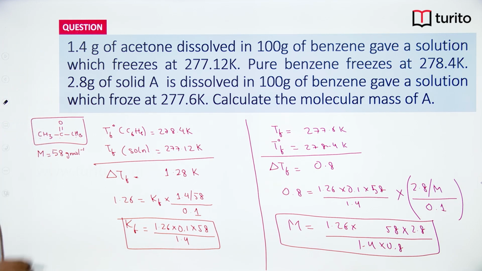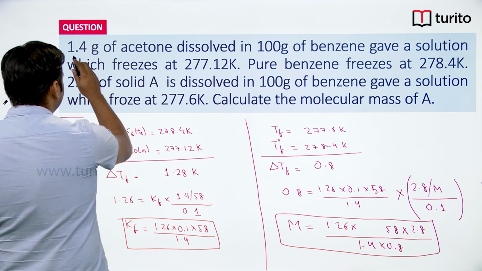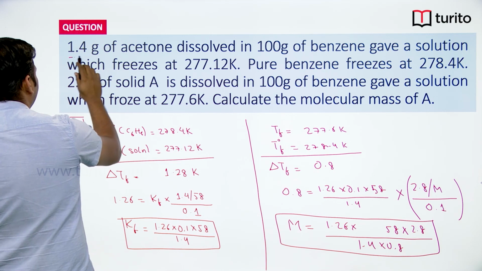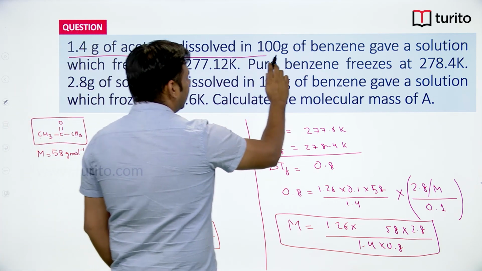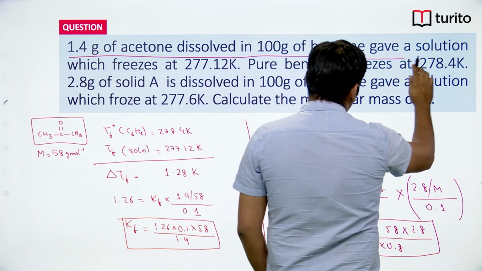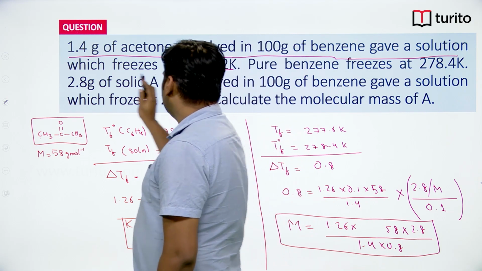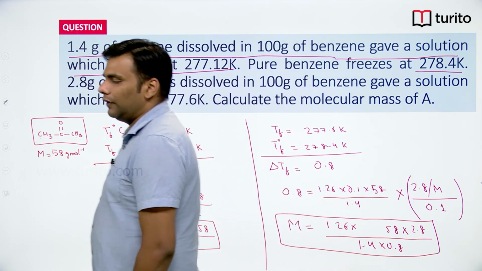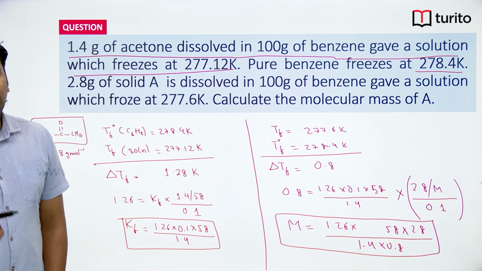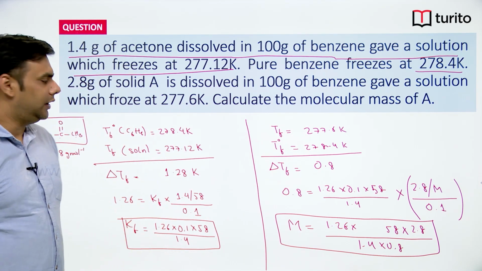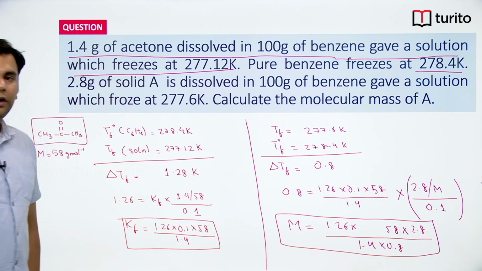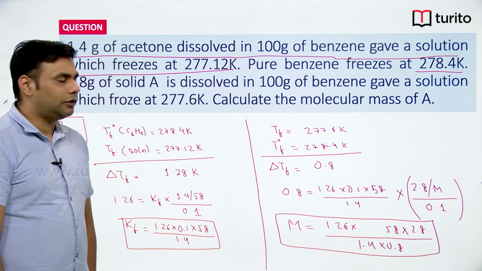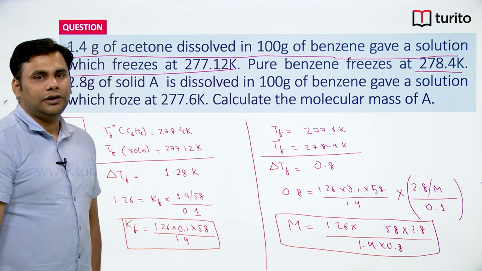So in this question, the first data was given to us because everything was known over here. We knew the mass of acetone, we knew the molar mass, we knew the mass of benzene, the solvent, in kg. We also know the freezing point of the solution and the freezing point of the pure solvent. So from this data, we can find out the value of the cryoscopic constant, or the molar depression constant, the freezing point depression constant.